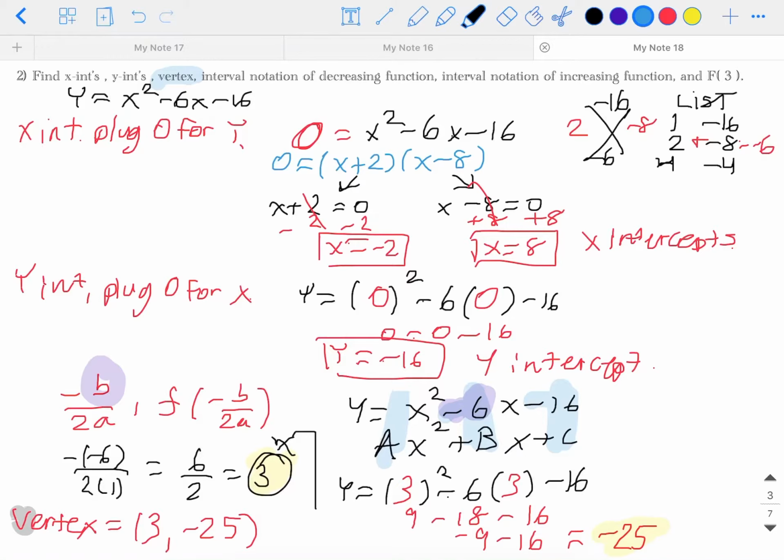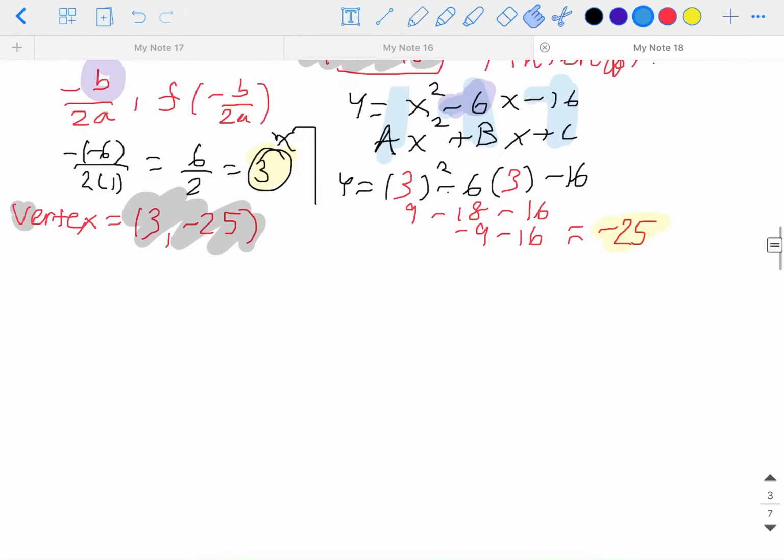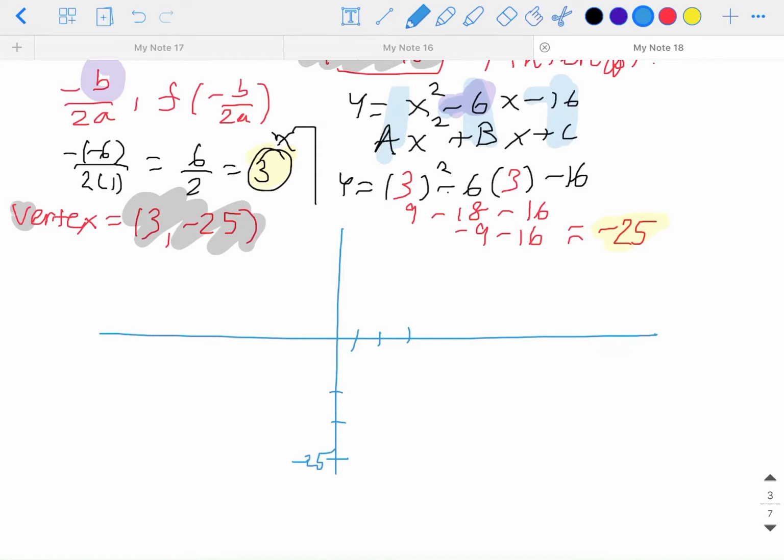So far we're uncovering bits of information about how the graph will look. It's now time to graph the function. The x of the vertex is at 3, and for the y values, I'm going to put an arbitrary scale, probably every 5s. This is negative 5, negative 10, negative 15, negative 20, and negative 25. So 3, negative 25. That's the lowest point of the parabola.